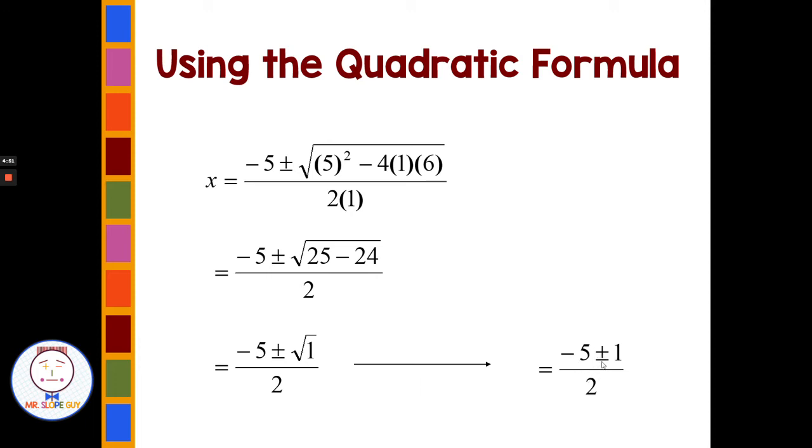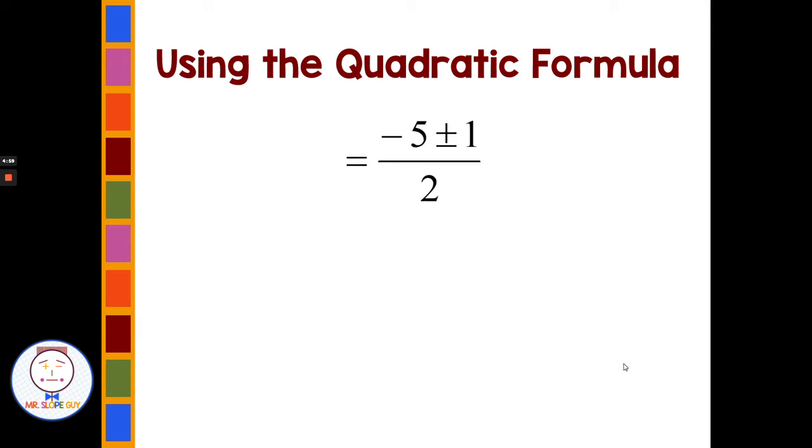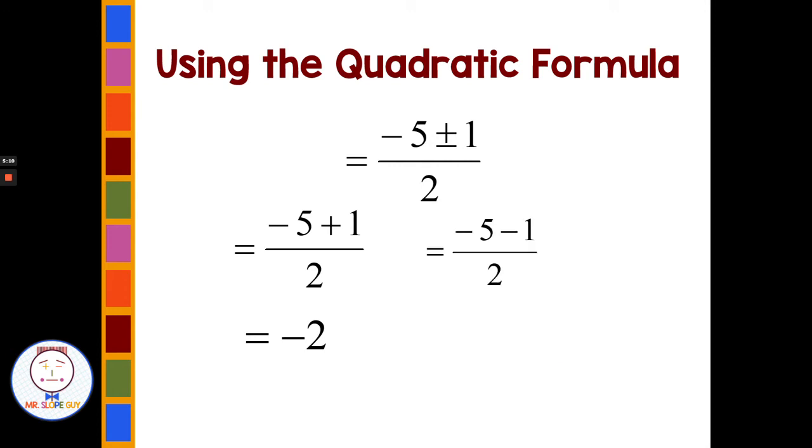And this plus or minus sign is where we end up getting our two solutions, like we saw happen very often when we were doing factoring. I can do negative 5 plus 1 first, which is negative 4 over 2, which is negative 2. And then I could do negative 5 minus 1. Negative 5 minus 1 is negative 6 divided by 2, which is negative 3. So my two solutions are negative 2 and negative 3.